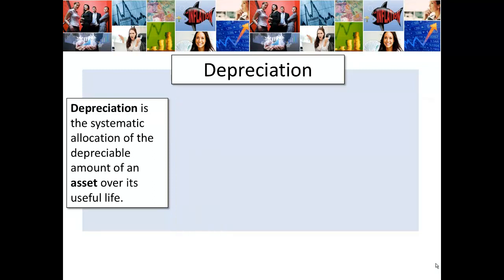So our definition for depreciation: the systematic allocation of the depreciable amount of an asset over its useful life.